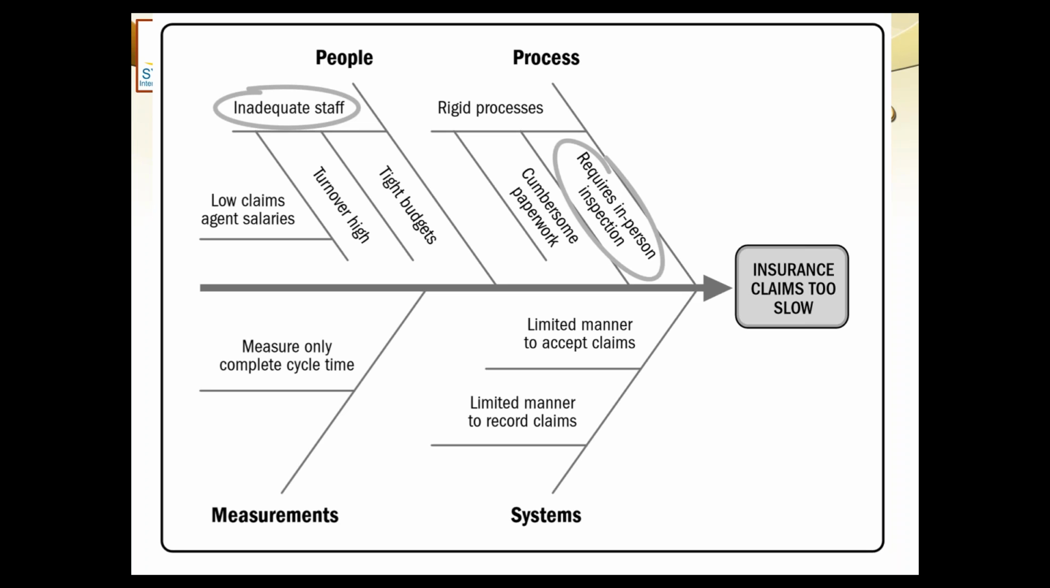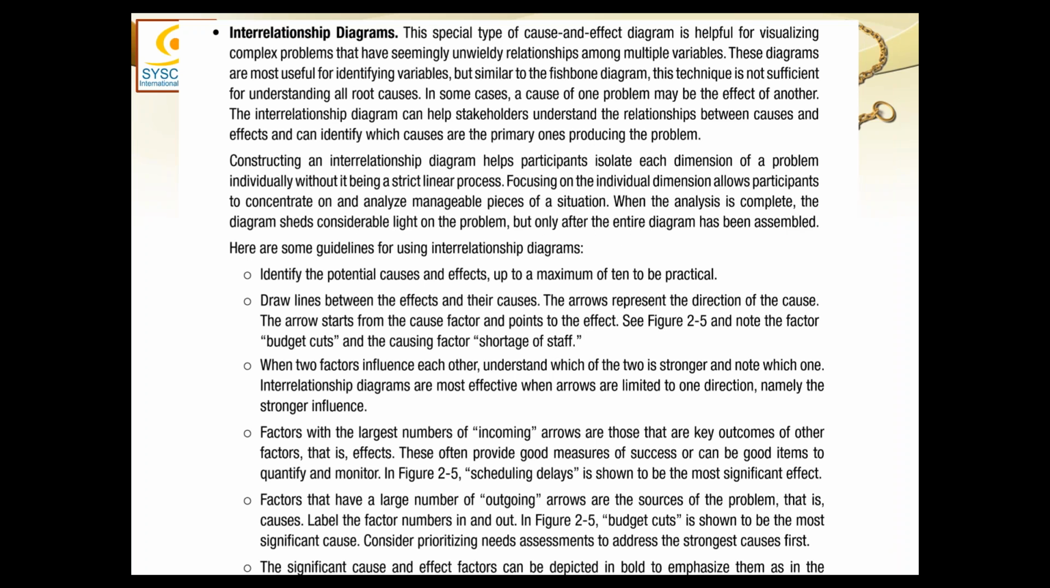And why is the turnover very high? We have low claim agent salaries. We pay less to the claim agents, so they leave us early. And that is one of the reasons. So inadequate staff is my problem. So you see how Ishikawa helped us do the same job we were doing from SWOT analysis, from this analysis, from that analysis. But this helps us solve that same problem.